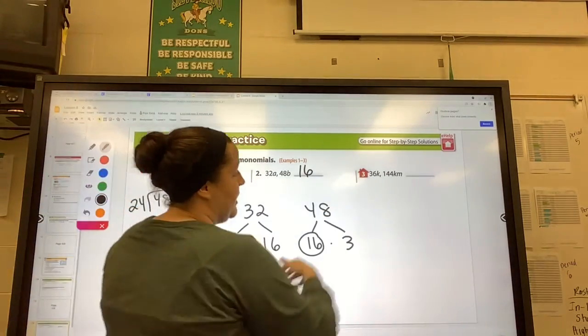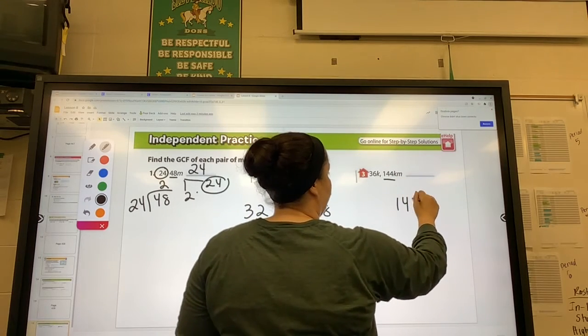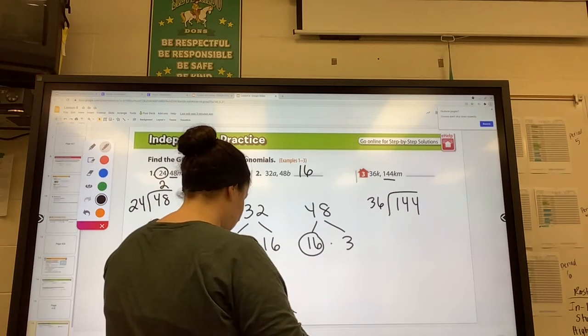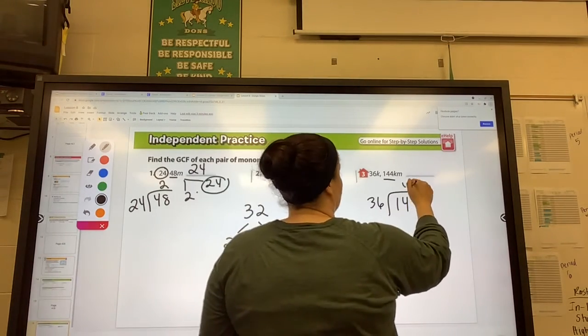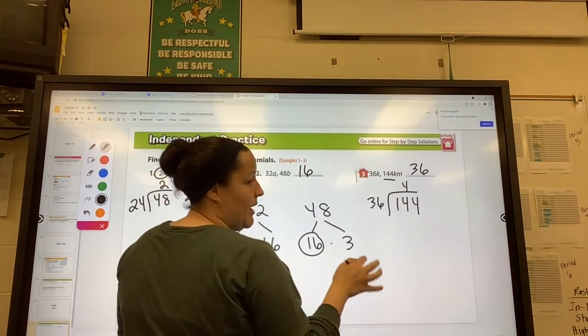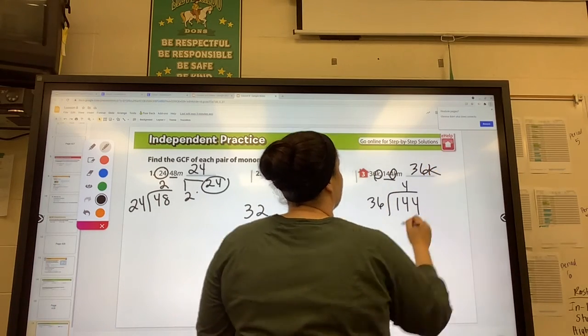For this last one, I don't know off the bat if 144 divides by 36. Let me check on my calculator. Divided by 36 is 4. So that's great, that's a whole number. So 36 is gonna be my number, and then I see a K in both, so it's gonna be 36K.